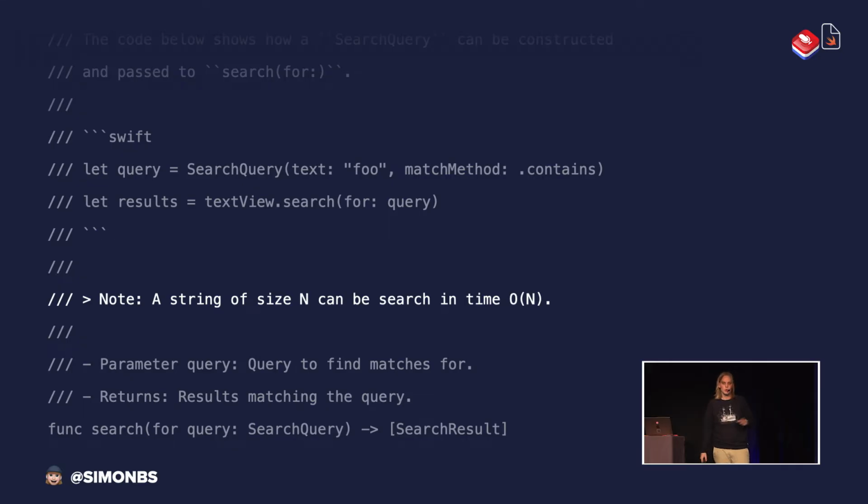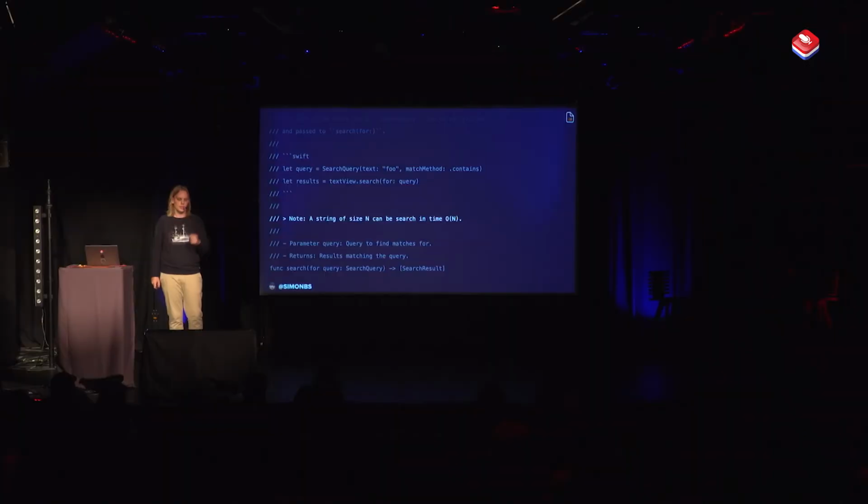Lastly, we'll add a note. Remember, we saw a note earlier in the documentation for WidgetKit. We use this syntax with an arrow and write note, colon, and then our actual note. And in this case, we're documenting the runtime complexity of our function. And please don't validate this. I don't think this complexity is right.